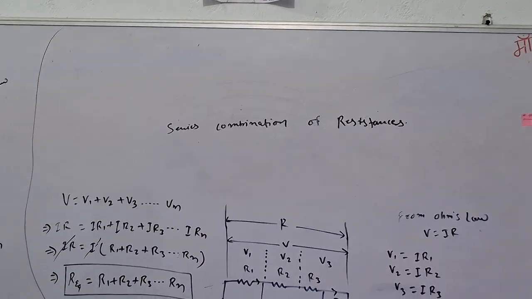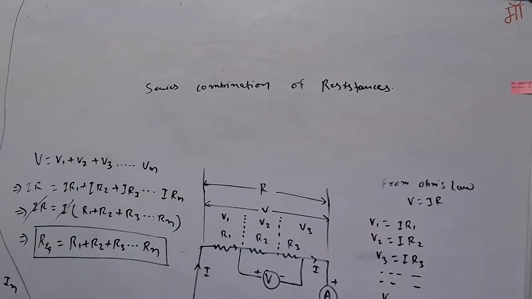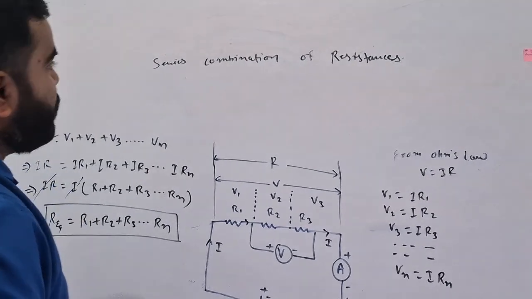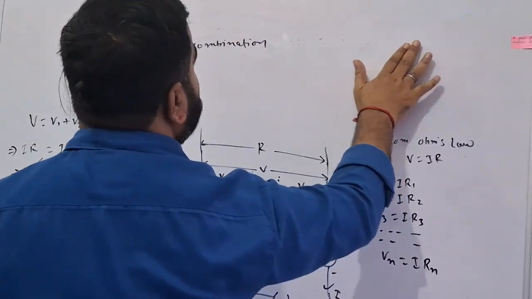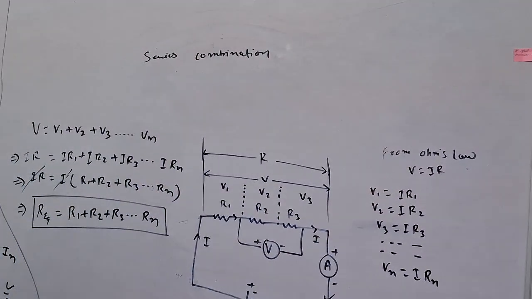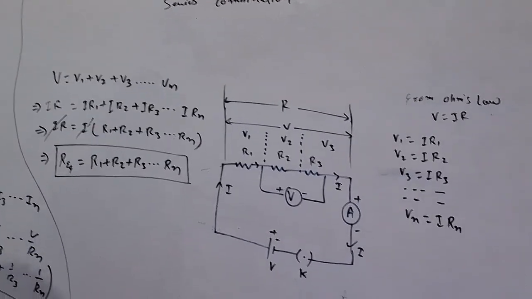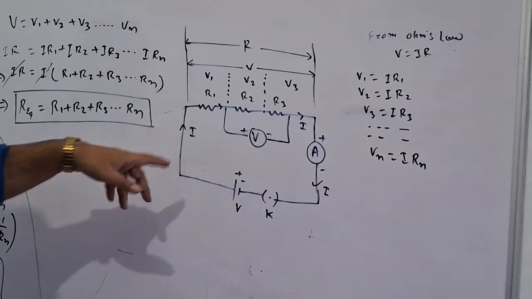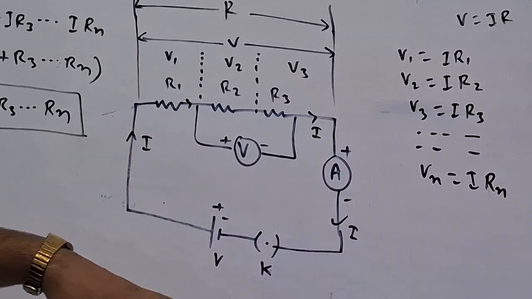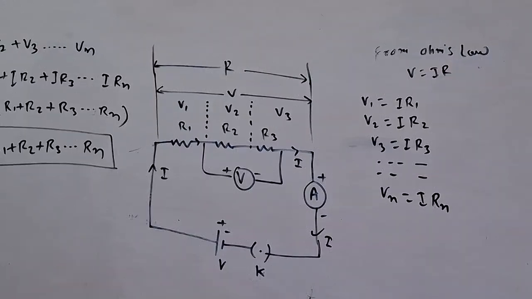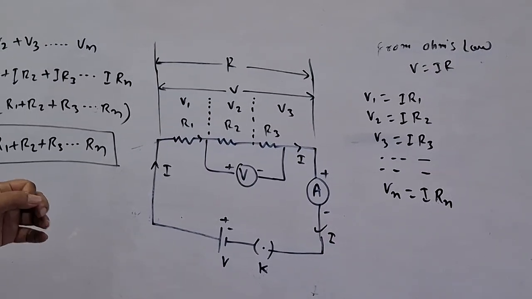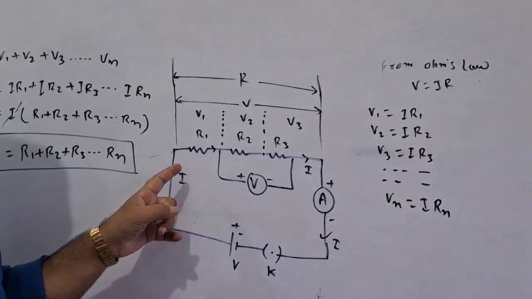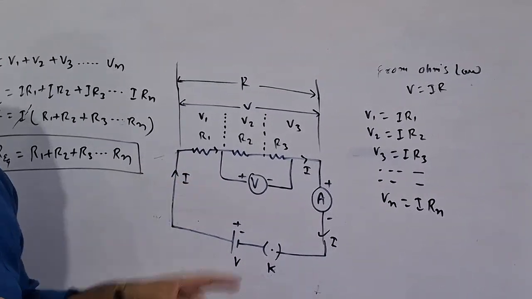Today we are about to study series and parallel combination of resistors. Resistors, series combination first. So if there are three resistors connected in such a manner that the current flowing through each resistor is the same, understood? If the current flowing through each resistor is the same, then it is known as a series combination.